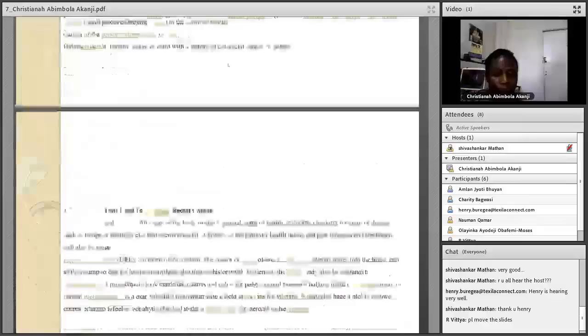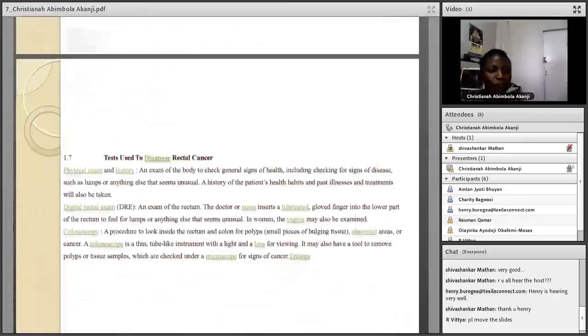Tests used to diagnose rectal cancer: we have physical examination and history, an examination of the body to check the general signs of health, including checking for signs of diseases such as lumps or anything else that seems unusual. A history of the patient's health habits and past illness and treatment will also be taken. Digital rectal examination and also colonoscopy.